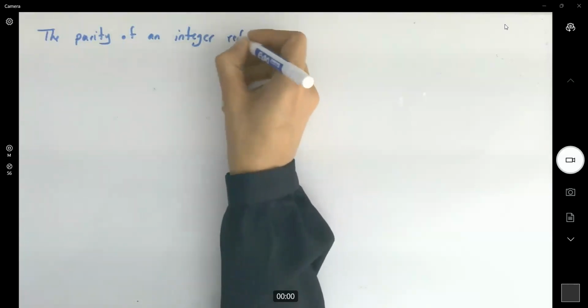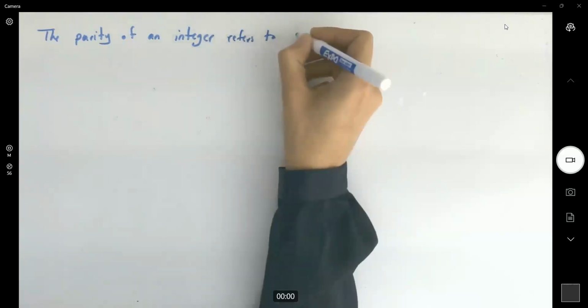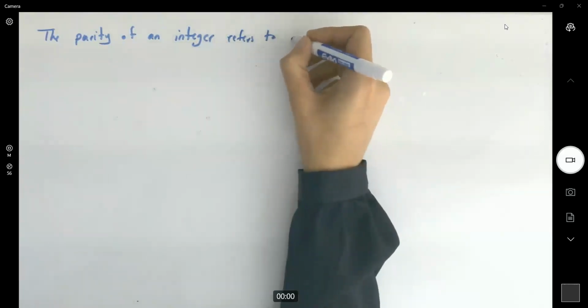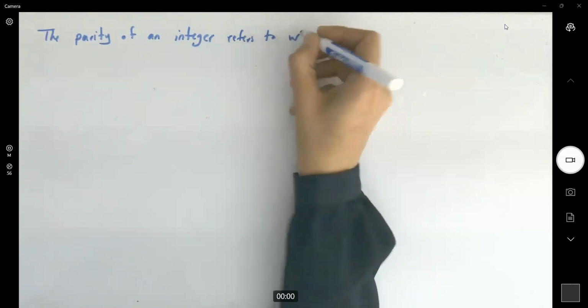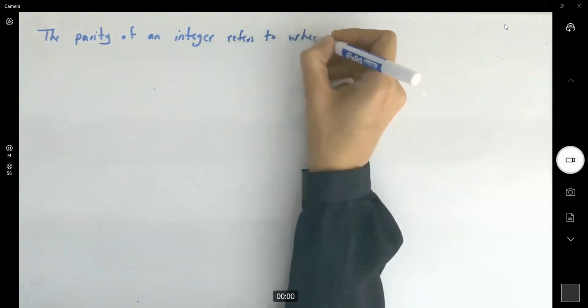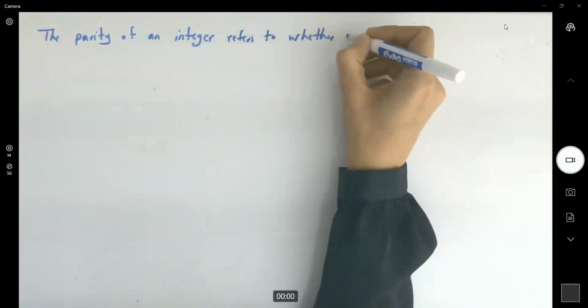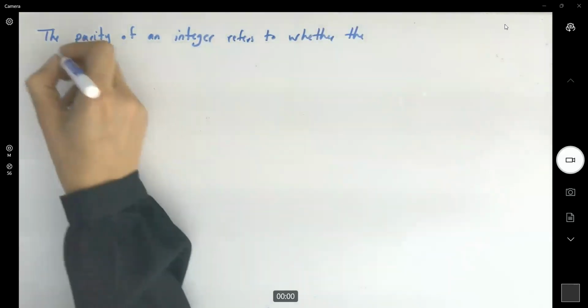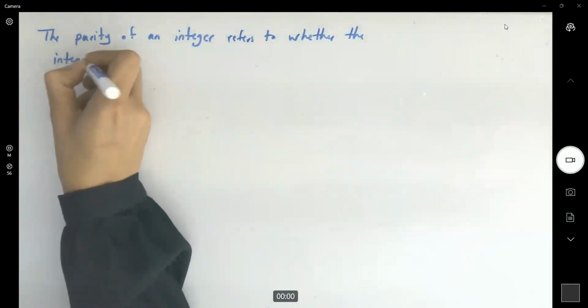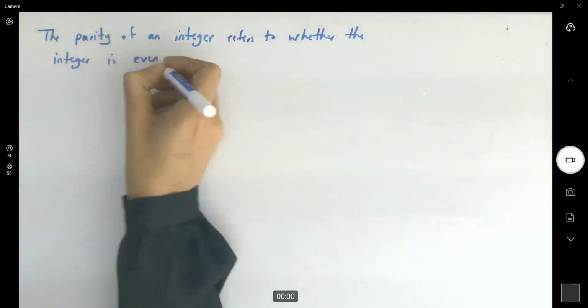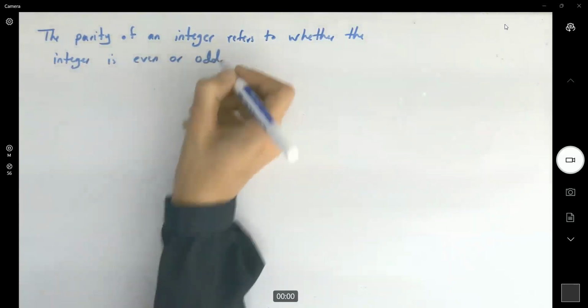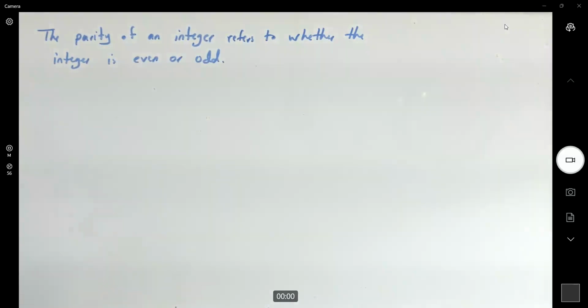refers to the integer being even or odd. Whether the integer is even or odd. Very well. We have the following scenario.